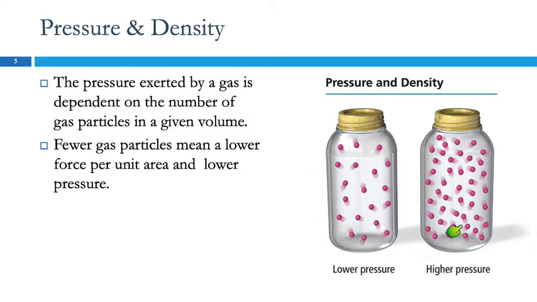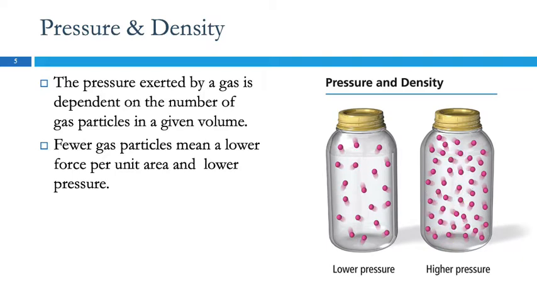So if we look at these two, those look like mason jars to me. Look at these two jars. This one has more red particles in it, and this one has fewer. And if you can imagine all of these moving at the same speed and bouncing around, I think we can understand that in this one, there are going to be a lot more collisions with the walls of the container than in this one, right?